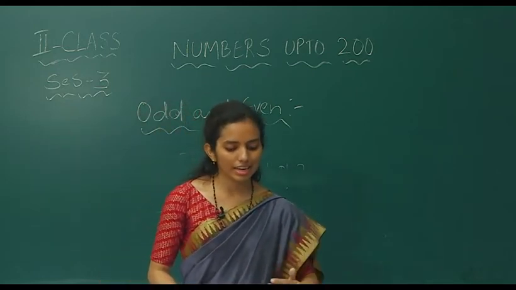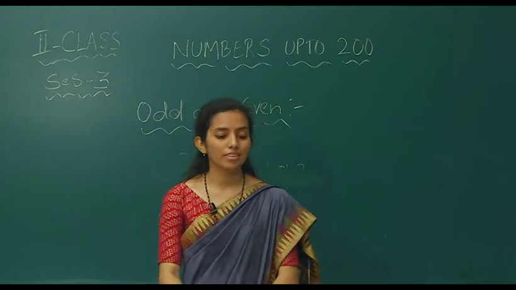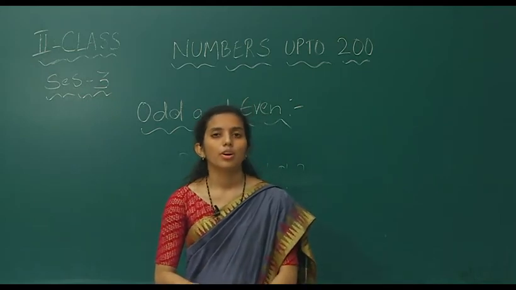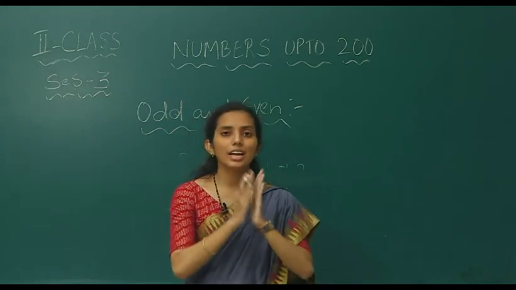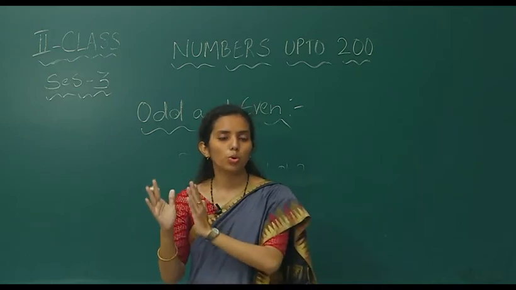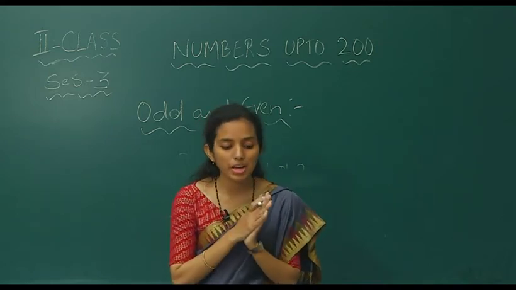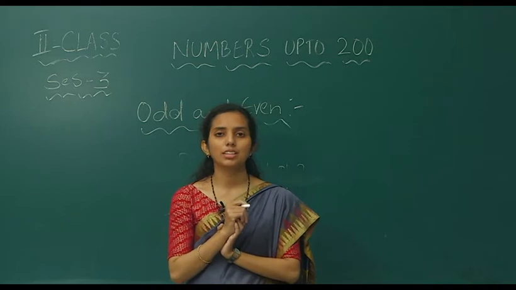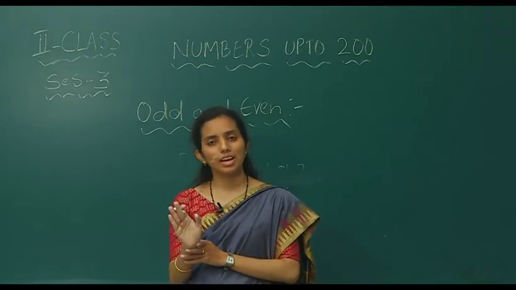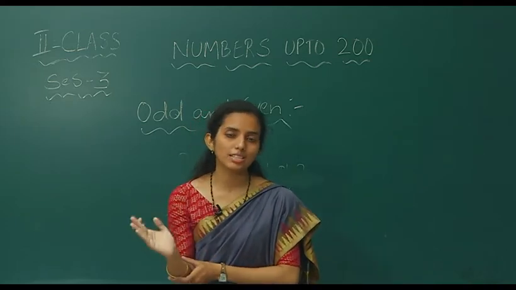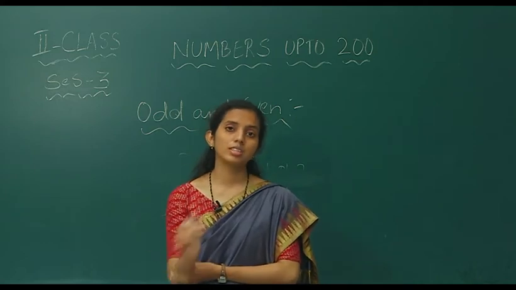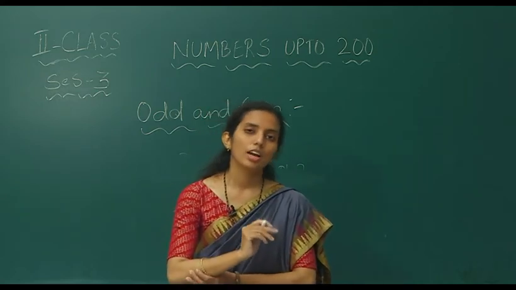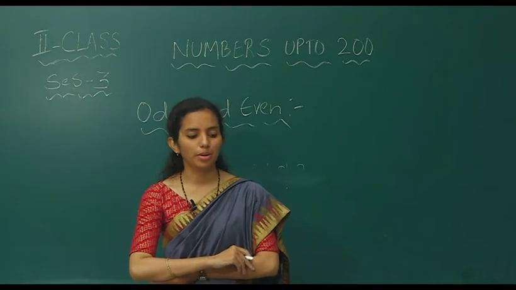And in the second example, he has given us 24 candles. Candles are made into 2, 2, 2, that is pairs. How many pairs are there? 12 pairs are made and no candle is left over. So what does that mean? That means that 24 is an even number.